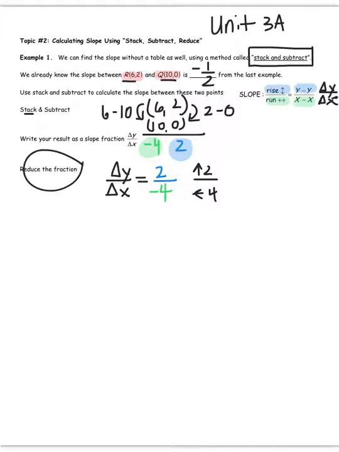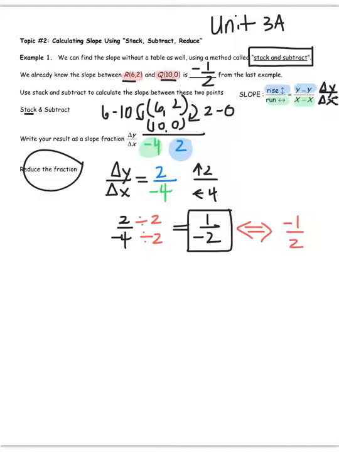So our fraction is 2 over negative 4. I'm going to reduce that by dividing the top by 2 and dividing the bottom by 2, because they have a common factor. 2 divided by 2 is 1. Negative 4 divided by 2 is negative 2. So my slope is 1 over negative 2. Remember, our original answer from the top of our paper is negative 1 over 2. Negative 1 over 2 means exactly the same as 1 over negative 2. As long as there's a negative symbol, it's the same.